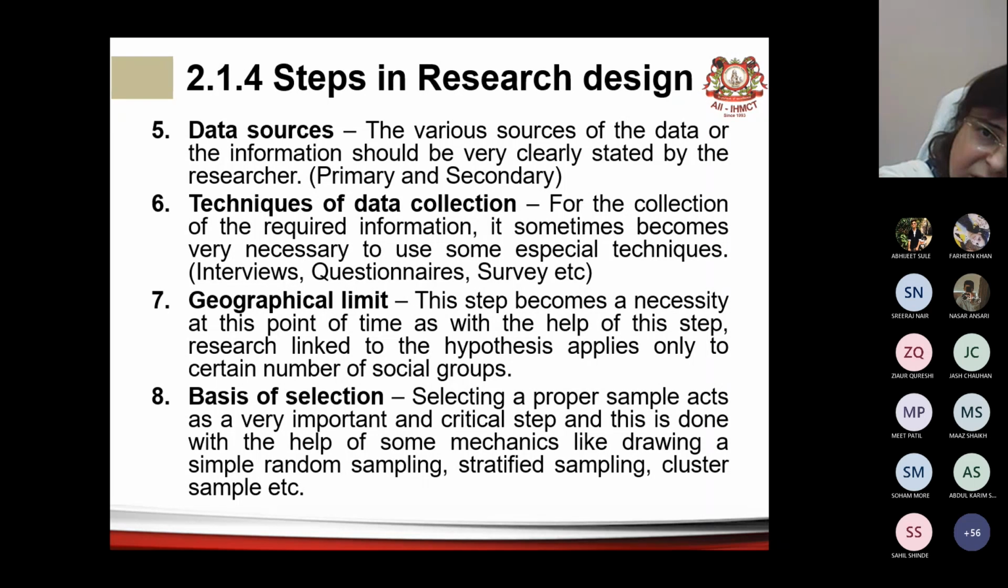So selecting a proper sample acts as a very important and critical step. And this is done with the help of some mechanics like simple random sampling, stratified sampling, cluster sampling. We will be seeing this. It's a full chapter ahead.